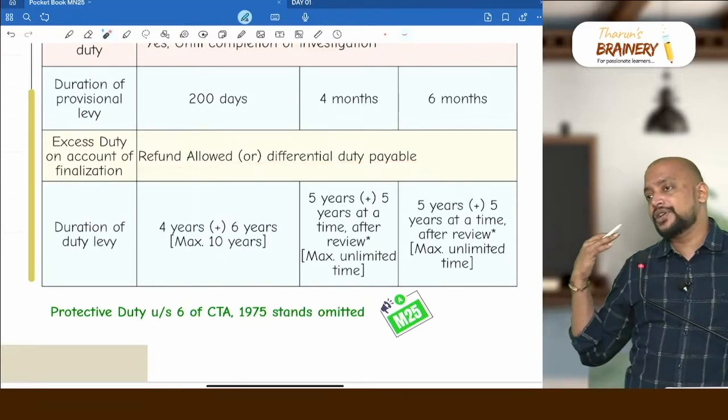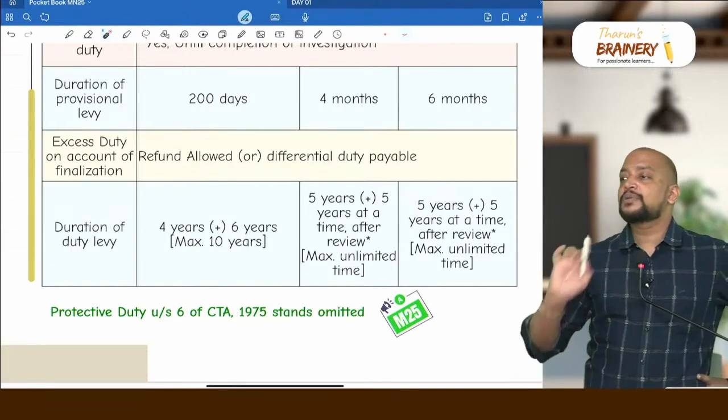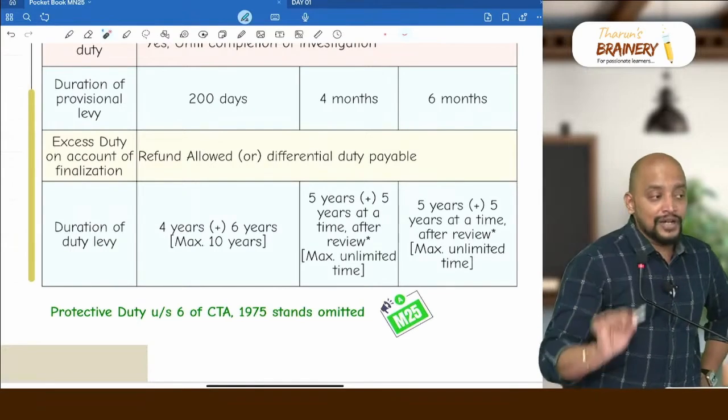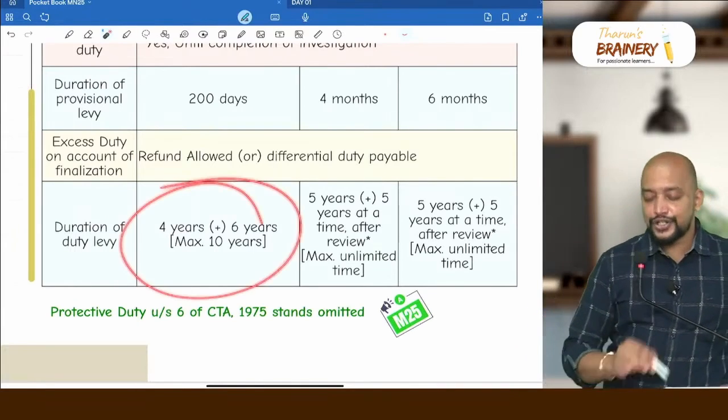What is the duration of levy? In case of safeguard duty, as it is a fair export, the maximum is 10 years. It can be levied for 4 years, and it can be further extended for a period not exceeding 6 years. So in total it should be 10 years.